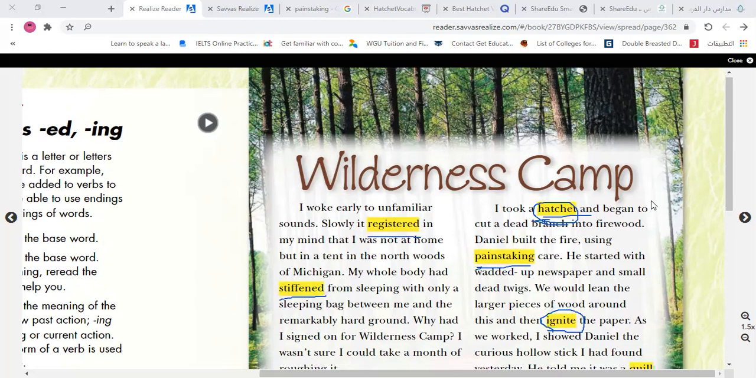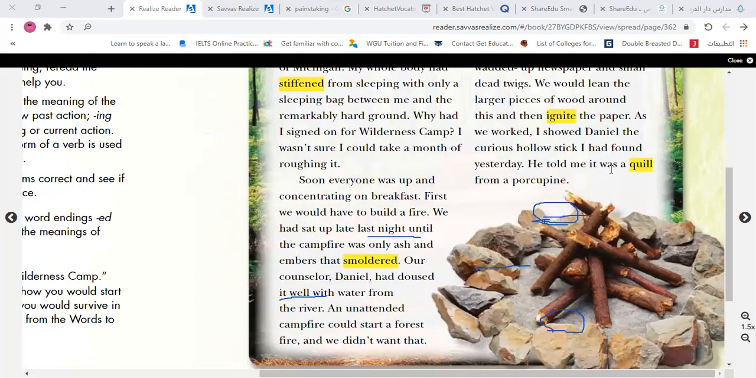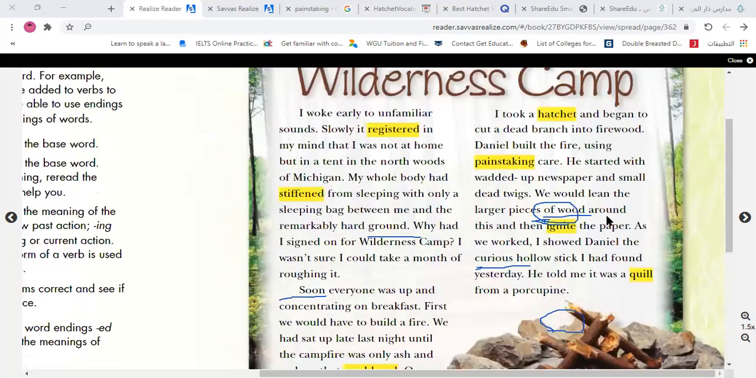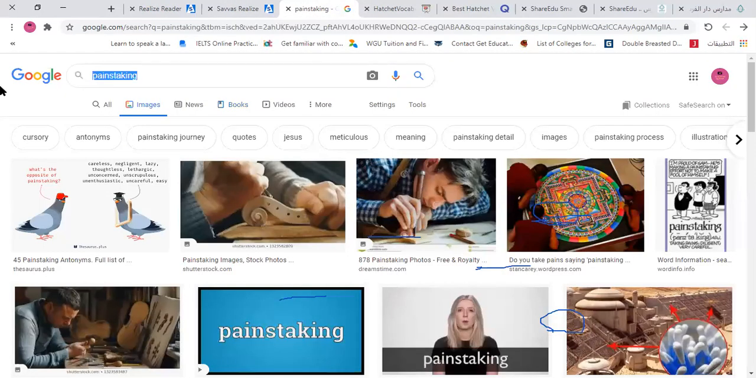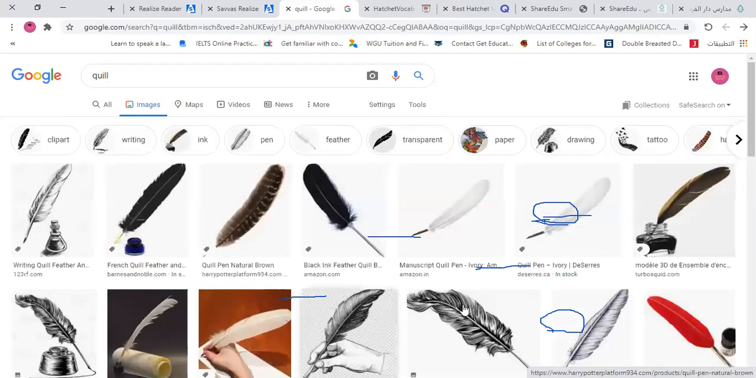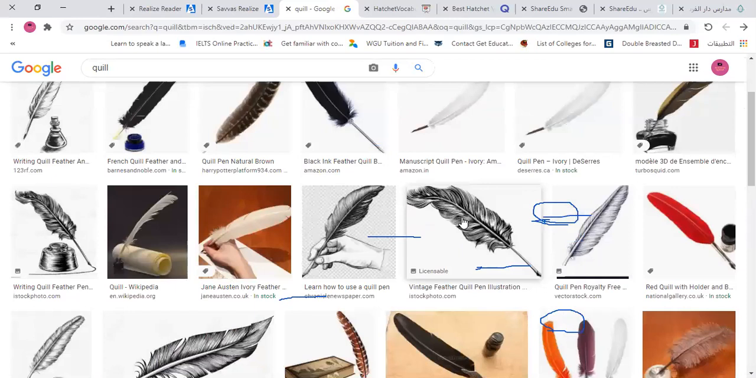And then we have the word quill. I thought quill is an animal. Right? No. For example, if I need a quill, I have to take it from a bird, and then I can put it in some ink and write with it. So quill is a feather I can use for writing. This is a quill. You see this?